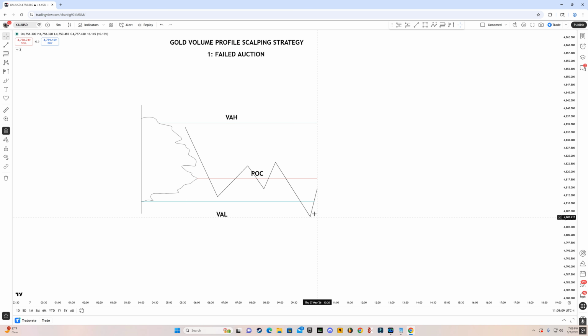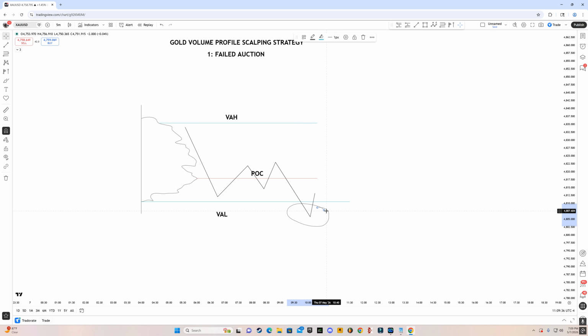Don't worry about that. So first things first, what we want to see, guys, is a 5 minute closure below the value area low. We need a candle to close below the value area low, not a wick, just a close. And then we need price to close back above the value area low. So just like a liquidity sweep, we are considering this as a failed auction setup, okay?